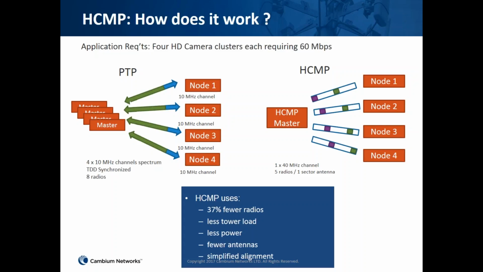The one master has a sector antenna that it uses to connect to 4 nodes, and using TDD you can divide up the throughput evenly or unevenly between the 4 nodes. Some of the benefits of using HCMP feature sets are fewer radios, less tower space, and fewer antennas required.